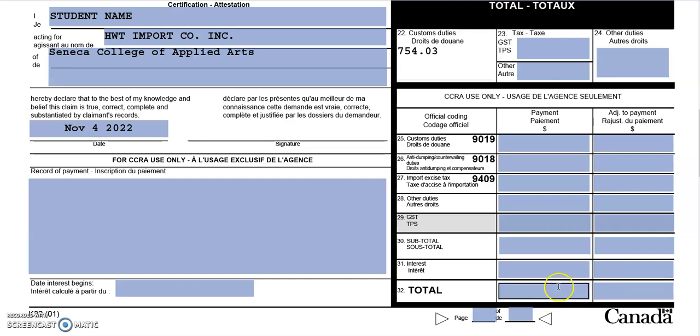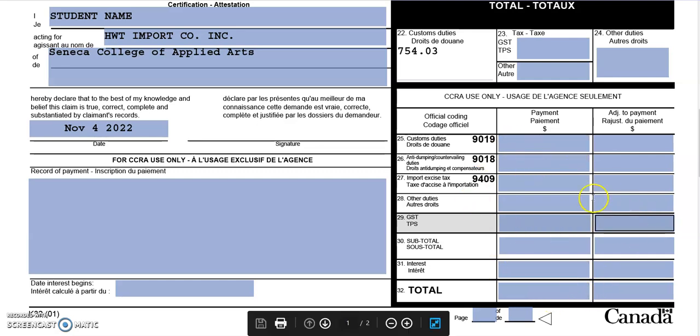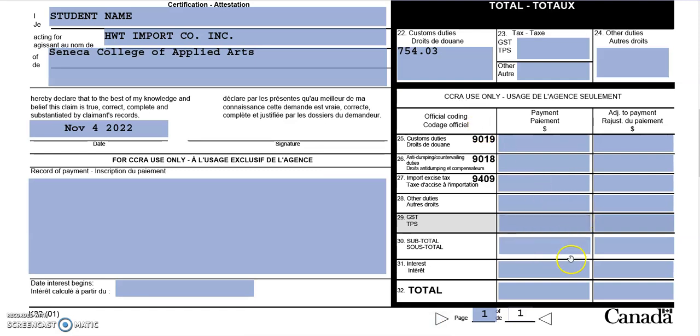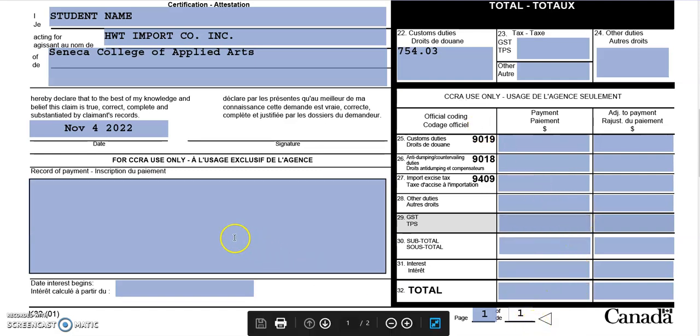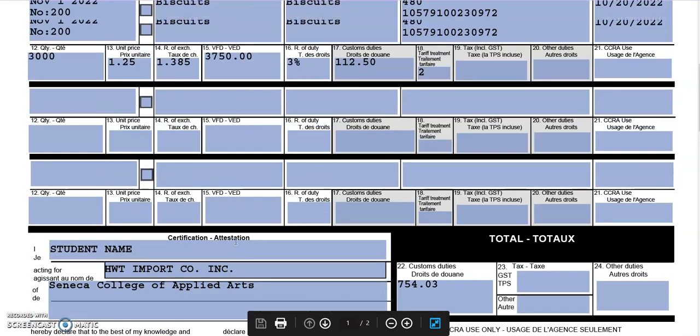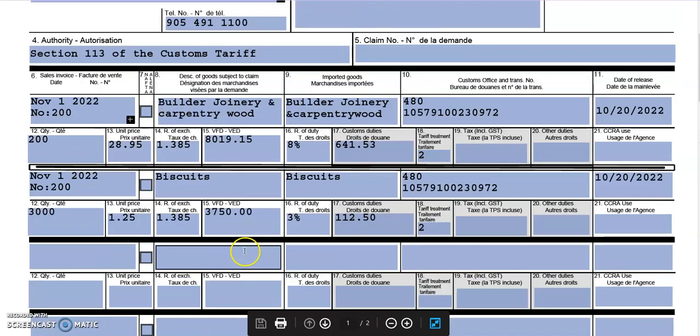Okay, and I believe that's all you have to do. This here is for CRH to use. Okay, this is page 1 of 1. Canada Customs Revenue Agency, it used to be the name of CBSA. They have to fill all this out. They'll fill that out for you. Okay, and that's all there is to it. It really isn't all that difficult.